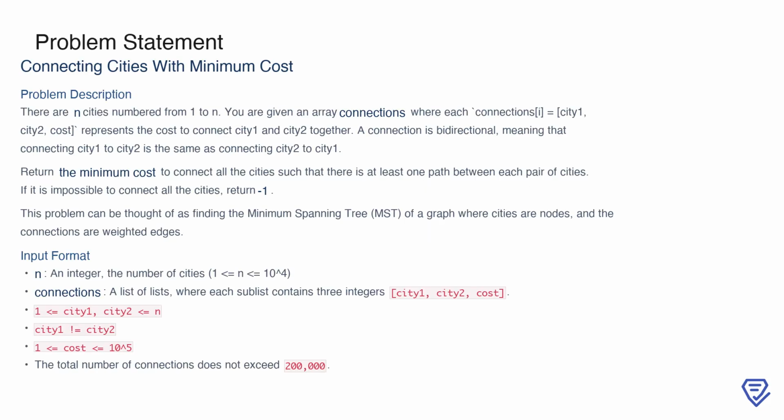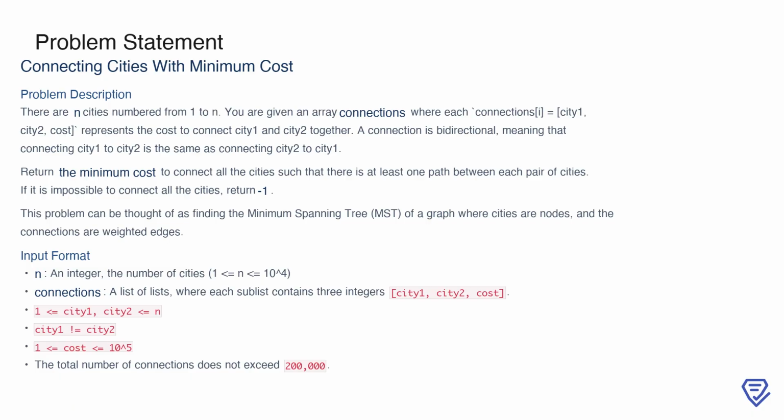In this problem, we are tasked with connecting a number of cities, labeled from 1 to n, in such a way that the total cost of connecting them is minimized. The connections between cities are represented as a list of three integers: city 1, city 2, and the cost to connect them. Importantly, these connections are bidirectional, meaning the cost to connect city 1 to city 2 is the same as connecting city 2 to city 1. The goal is to determine the minimum cost required to ensure there is a path between every pair of cities. If it is impossible to connect all the cities, the output should be -1.